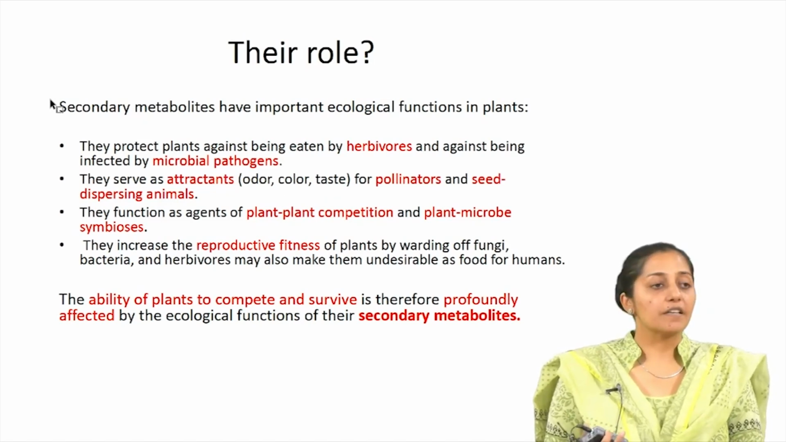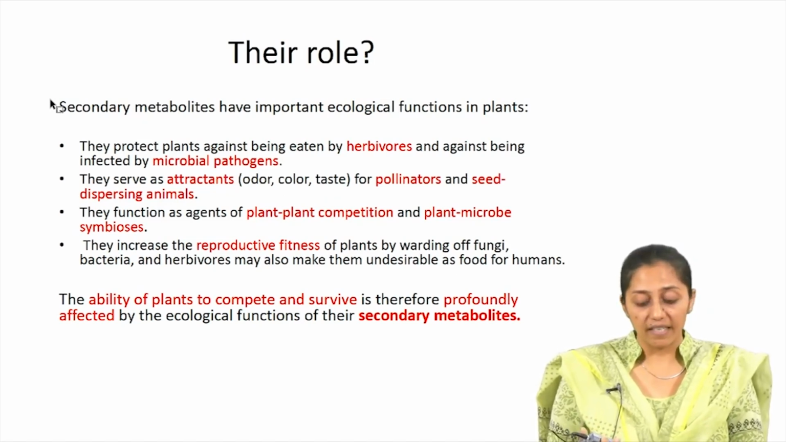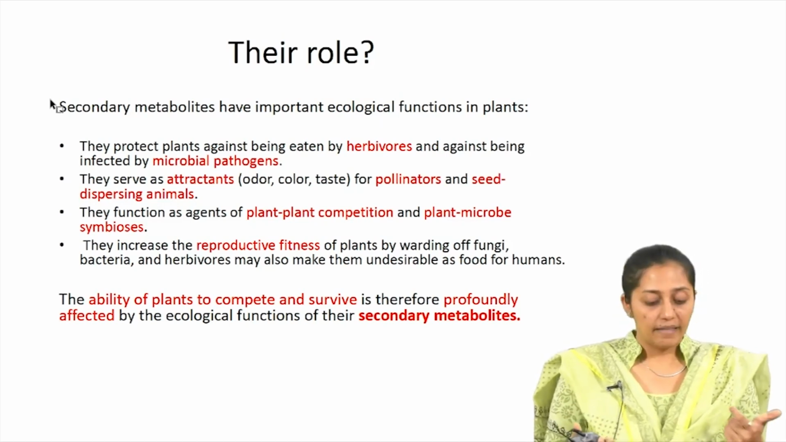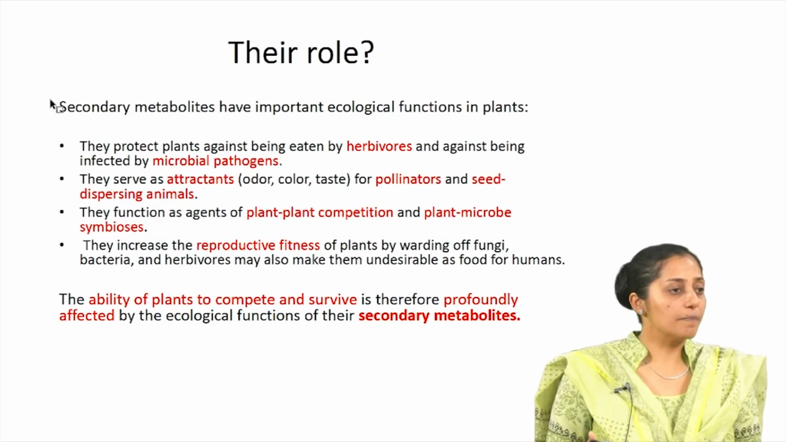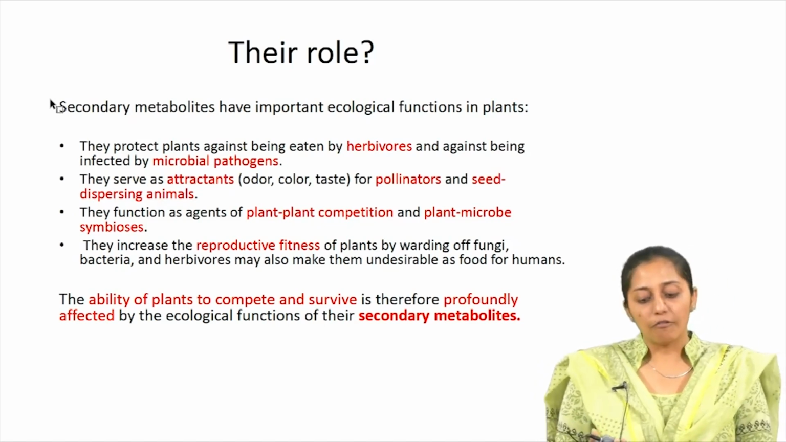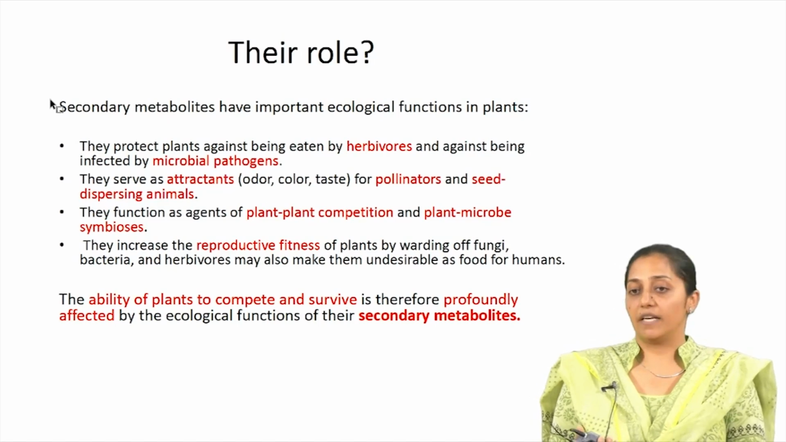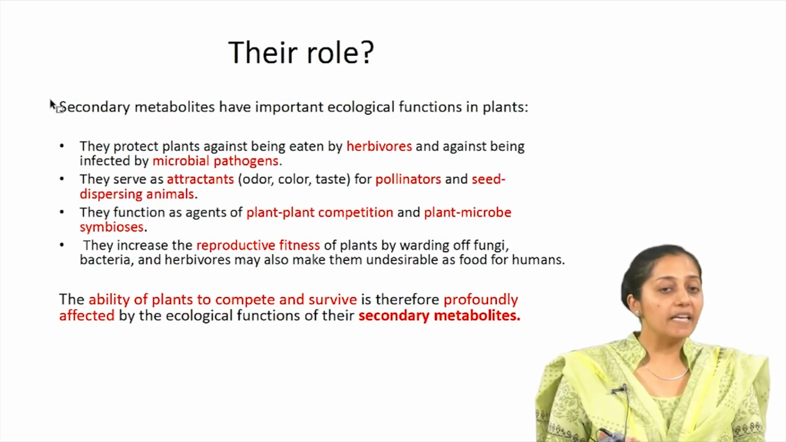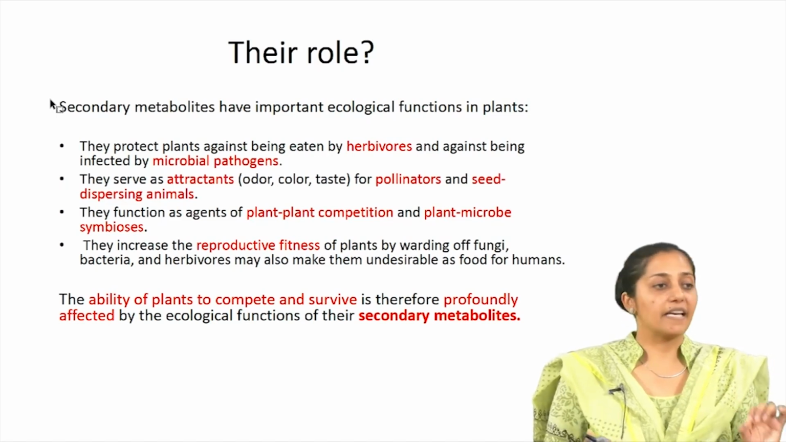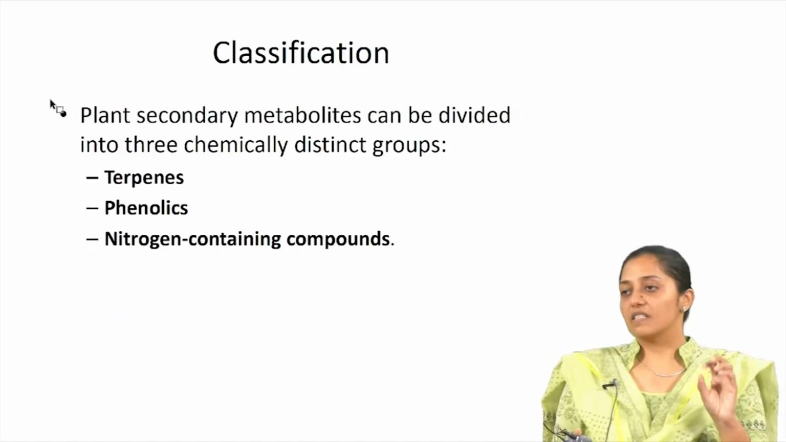So they increase the reproductive fitness. How do they increase? By warding off fungi so that they remain healthy, then bacteria, whatever pathogens may attack them, so that the status of the plant is quite healthy. So the ability of plant to compete and survive is therefore profoundly affected by the ecological functions of their secondary metabolites. This is the general class.